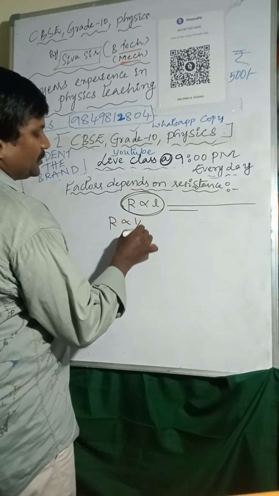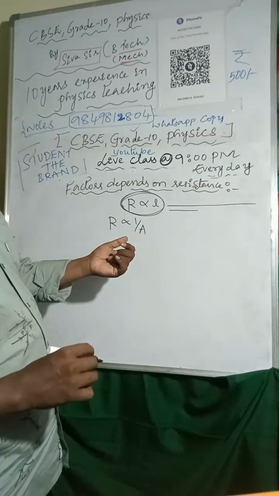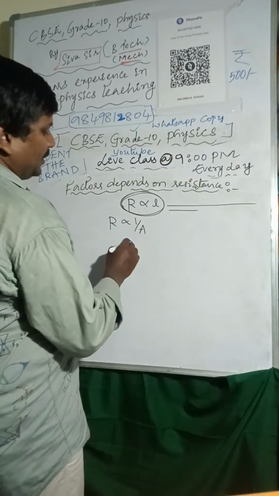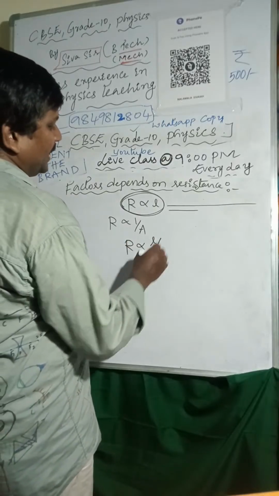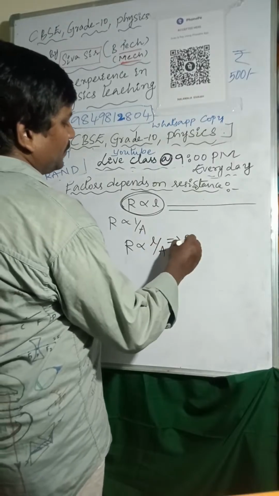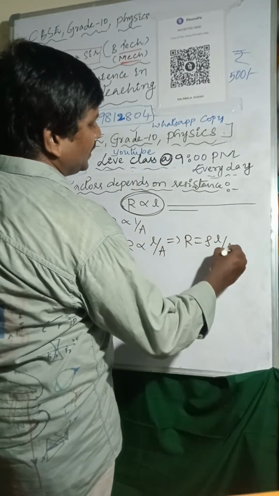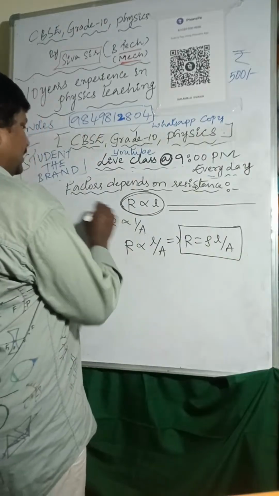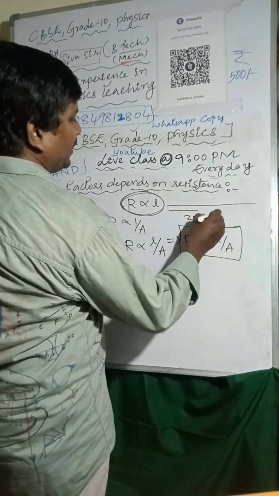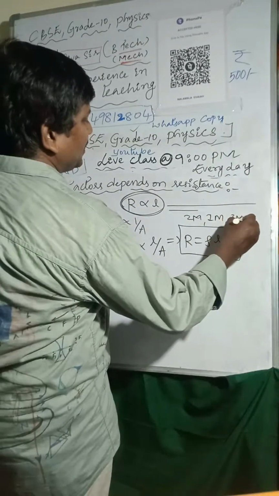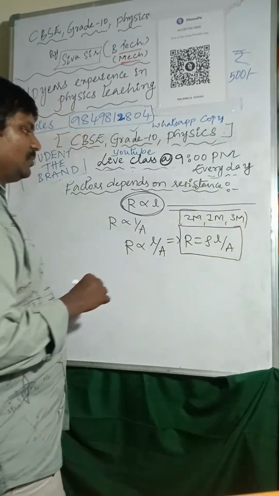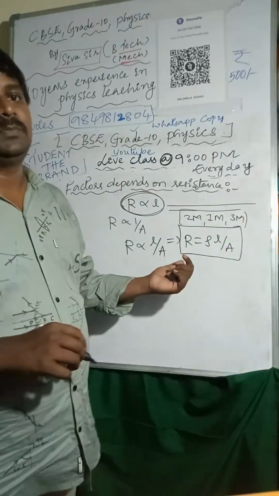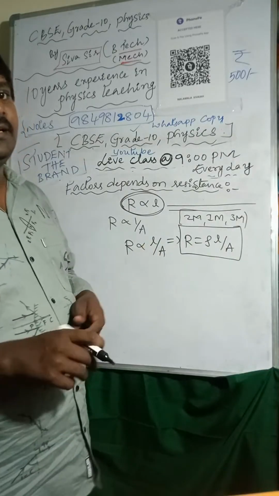Resistance is inversely proportional to the area of the conductor. So R is directly proportional to L by A, so R equal to rho into L by A. This formula is very very important. Problems related to this will come, either 1 mark, 2 marks, or 3 marks. Problems are very important in the chapter, especially electricity.